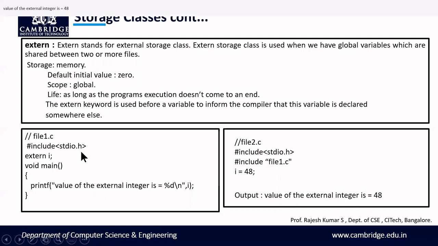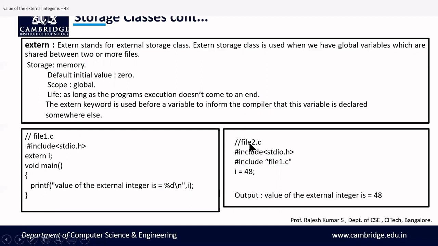Now, coming to this external example, I've written two programs, file1.c and file2.c, a very simple example. I've declared a variable extern I. Now, I is a variable of the type extern, and I've written void main with open and close braces. The value of the external variable is equal to %d. I'm printing the value of the variable I. We don't know what the value of I is, but we are trying to refer to the value of I which is present in a different program.